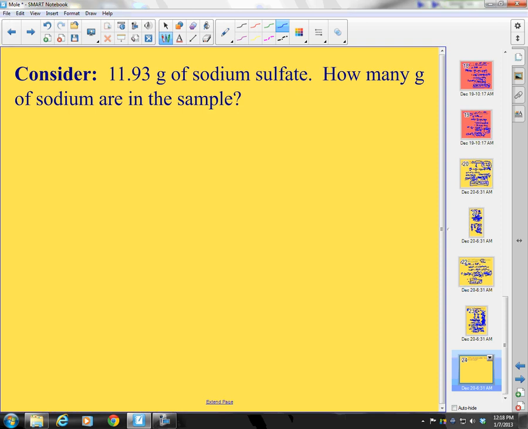11.93 grams of sodium sulfate. How many grams of sodium are in this sample? Okay, bring me back when you're ready.